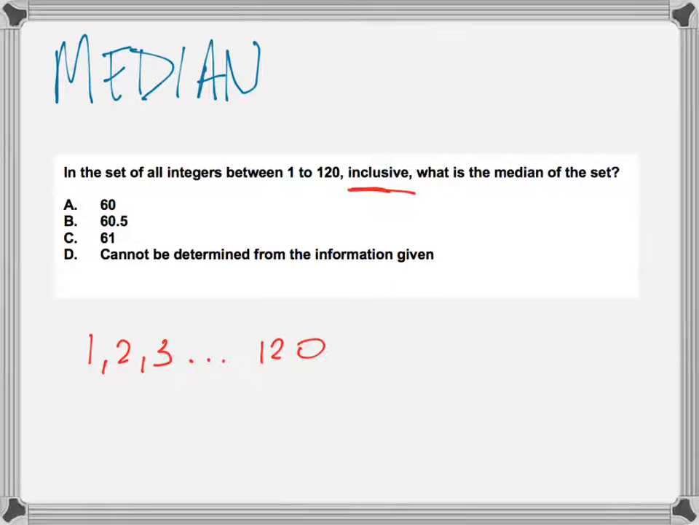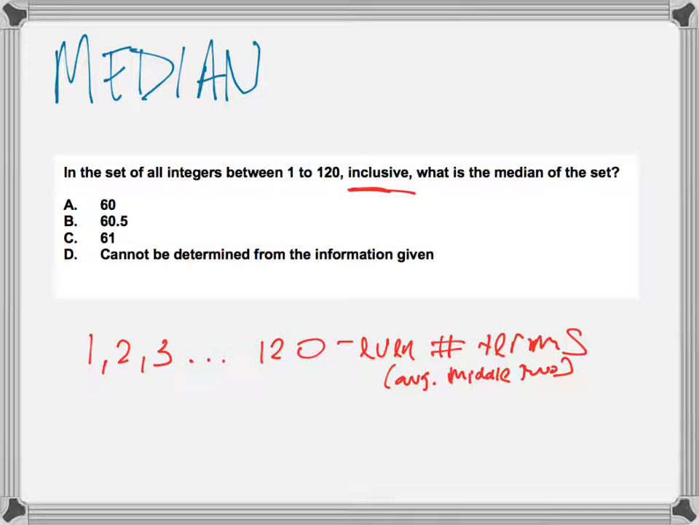The median of the set is going to be, so if I have numbers 1 through 20, remember, this is going to be an even number. So this is an even number of terms. And when we have an even number of terms, we're going to average the middle two, right? So be really careful.